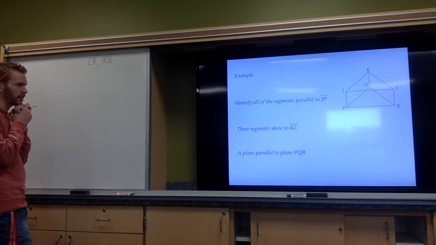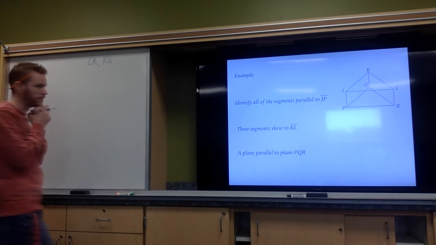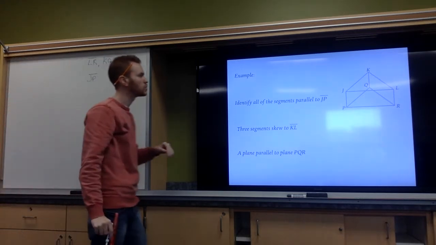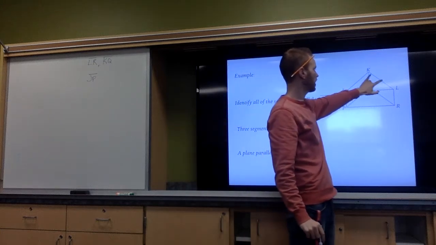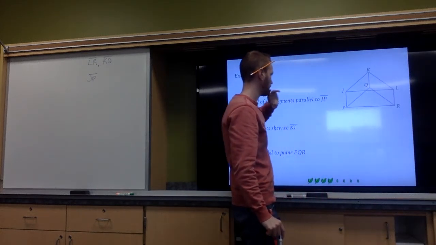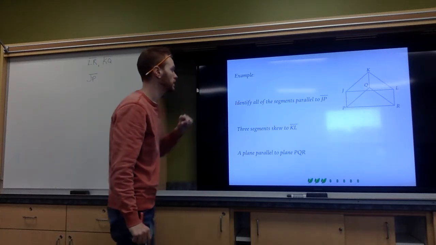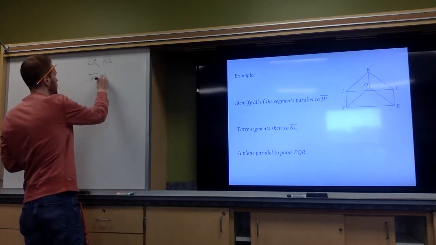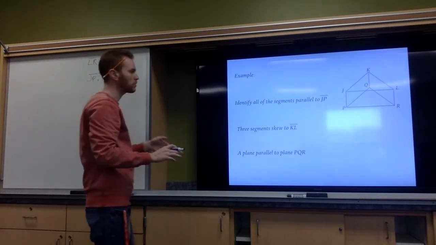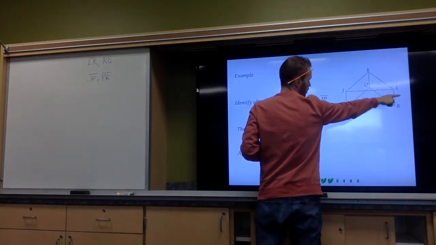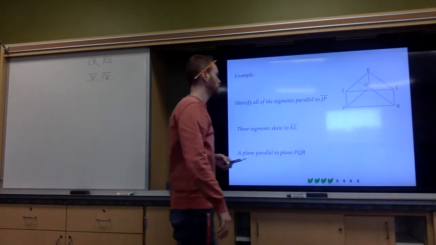Oh, let's see. I'm going to say that JP would be one of them. Okay. JP is not in the same plane as KL, right? And they don't intersect. They're not parallel, that's the other key part. We could also do PR, which would be another skew segment, okay, with the same reasons, right? PR doesn't intersect here. It's not the same plane, and it's not parallel.